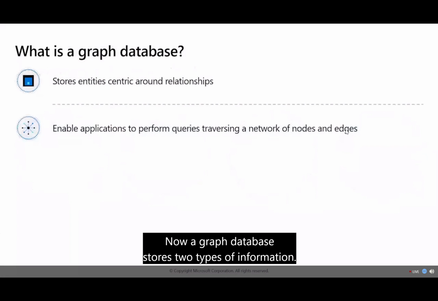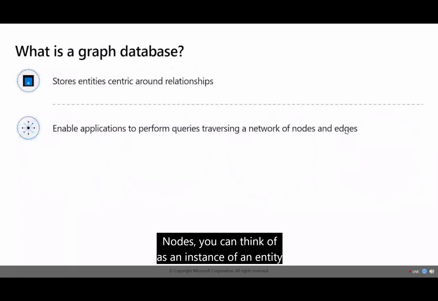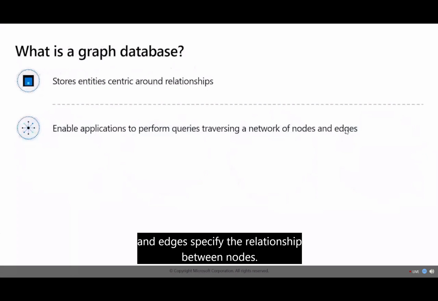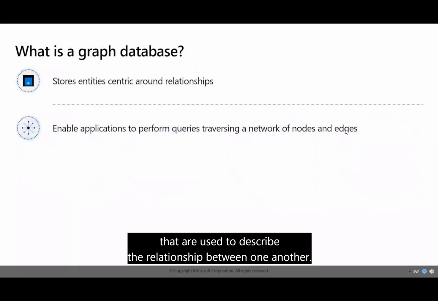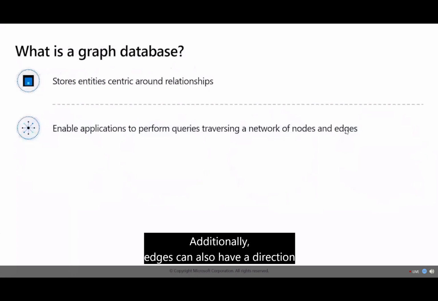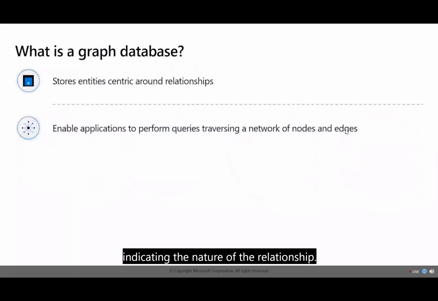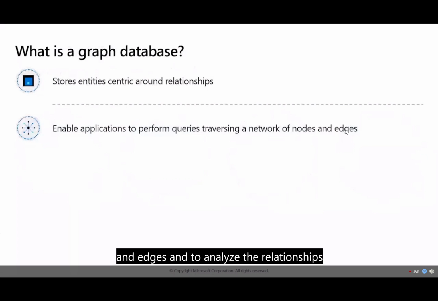Now, a graph database stores two types of information. So there are nodes and edges. Nodes you can think of as an instance of an entity, and edges specify the relationship between nodes. So both nodes and edges can have properties that are used to describe the relationship between one another. Additionally, edges can also have a direction indicating the nature of the relationship. So the purpose of a graph database is to enable an application to perform queries quite efficiently by traversing the network of nodes and edges to analyze the relationships between the nodes or between the entities.